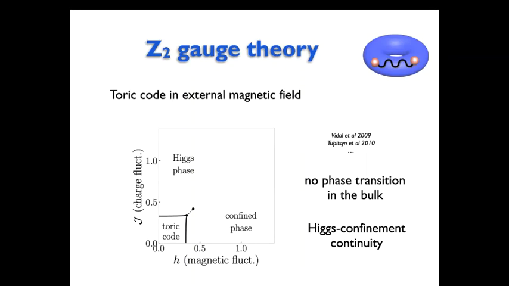Anyway, there is an interesting discussion in the literature, which some of our organizers are also involved in, which has the name Higgs confinement continuity. I would like to add our perspective on it today in the context of this Z2 gauge theory. So the solid lines are second order phase transitions?